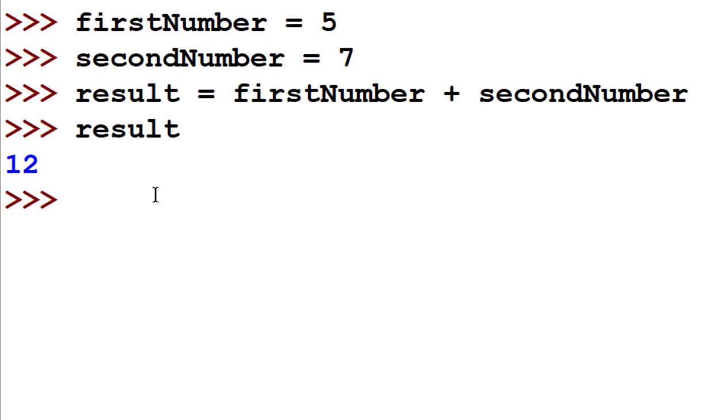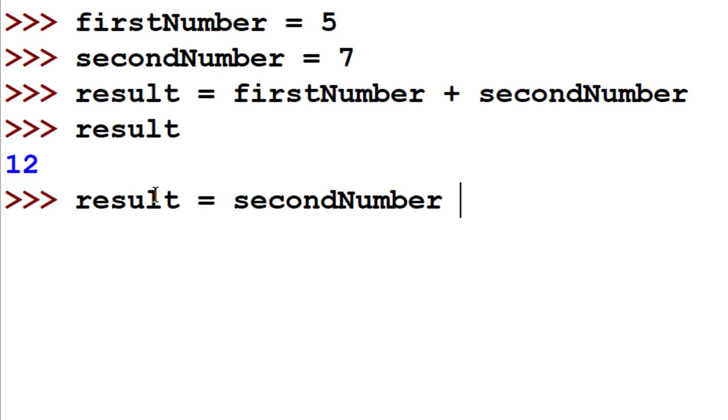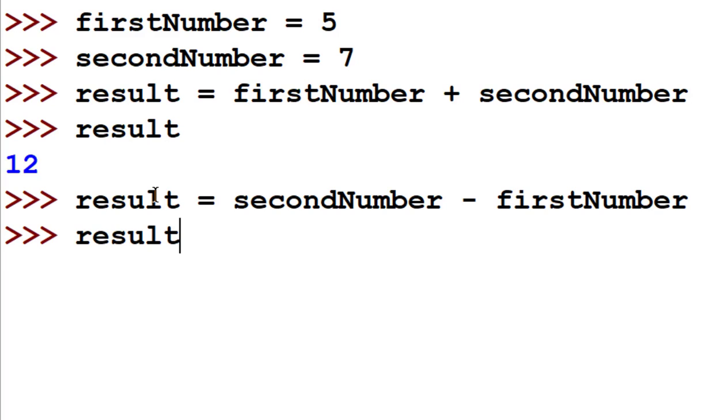We could do the same thing with subtraction. Let's make result equal to the second value, second number, minus the initial number, the first number. And if we call the result, it is equal to 2. As you could see, by using the correct data types together with the mathematical operators, we will have a very powerful technique that we will use quite often in our programs. As you practice more exercises, you will become more familiar with all of the concepts presented.